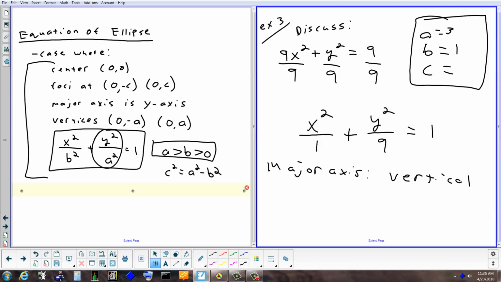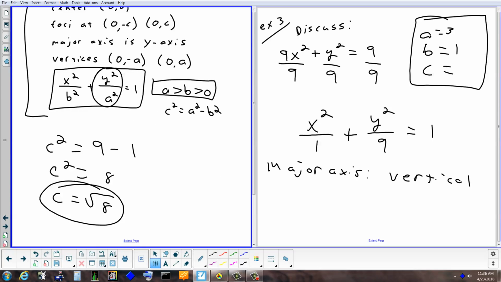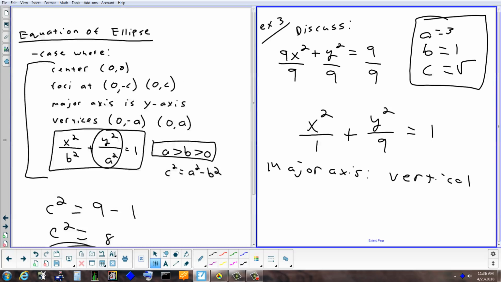Now I still need C, even though it's not in the equation. If I'm going to describe where the foci are, I need it. And what's the formula? Well, actually, it's right here. C squared equals A squared minus B squared. So C squared, A squared, B squared. Okay, so C is the square root of 8. Any questions on how we got that? Okay, you don't have to worry about what the square root of 8 is. You can just leave it as square root of 8.